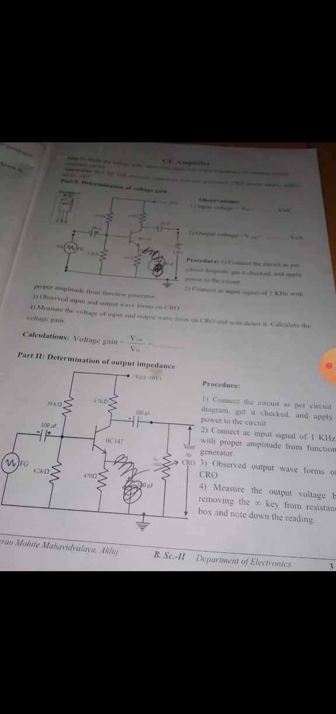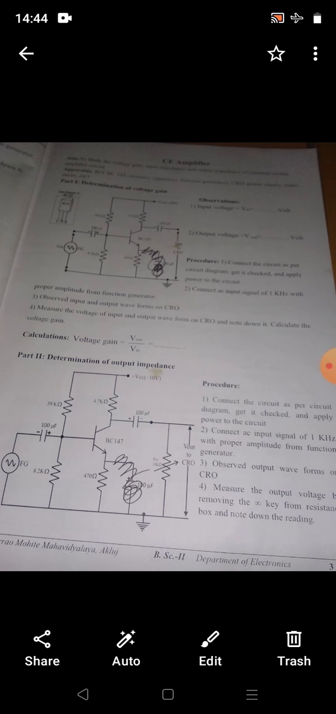Observations for part 3, determination of input impedance: first, the input resistor Rin equals 10 kilo ohm. Then the applied input voltage Vin in volt. Third, the voltage measured at point A is VA in volt. And fourth, the voltage measured at point B is VB in volt. Then the calculations: the voltage drop across the resistor, the formula is VAB equals VA minus VB in volt.